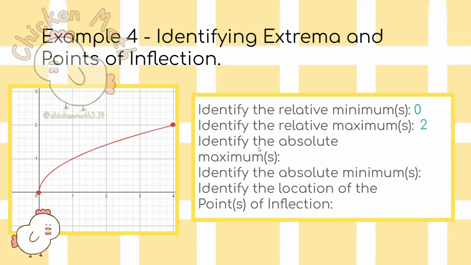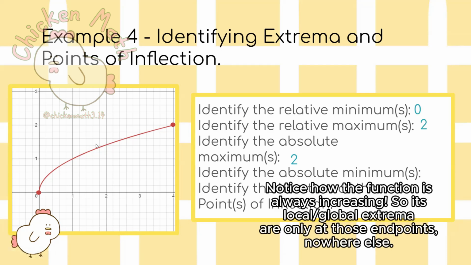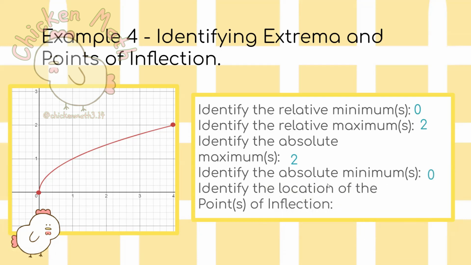Now we're identifying the absolute maximums. So in this case, that's also 2 because that's the highest output value endpoint. Identify the absolute minimums. That's also just 0 because that's the lowest output value endpoint. And finally, we're trying to find the point of inflection. So that's when the concavity changes. However, this function does not change in concavity, so there is no point of inflection.